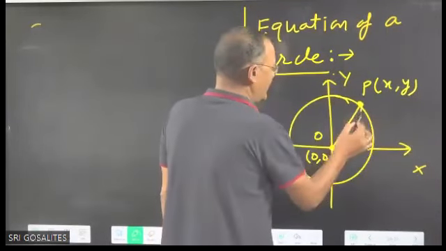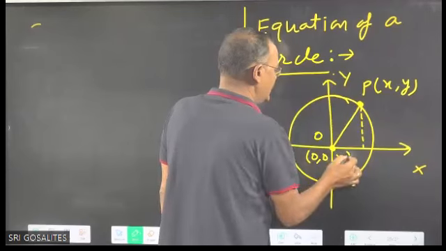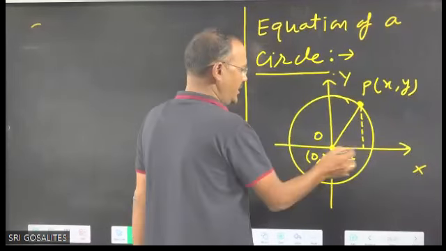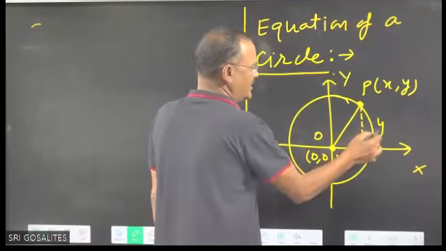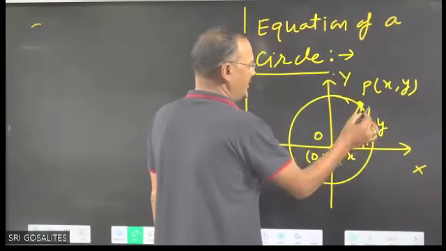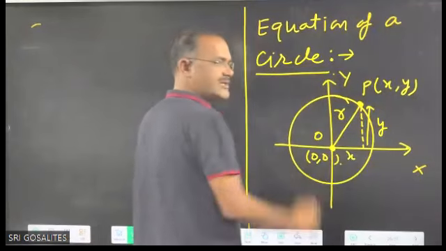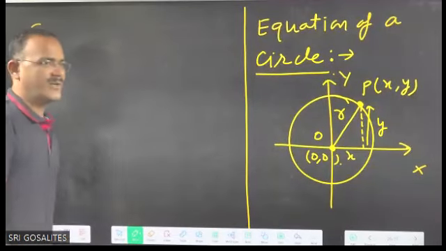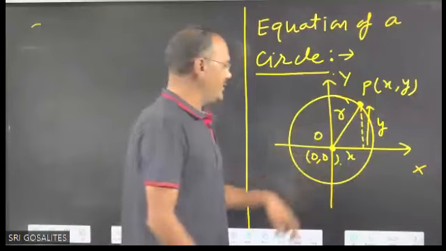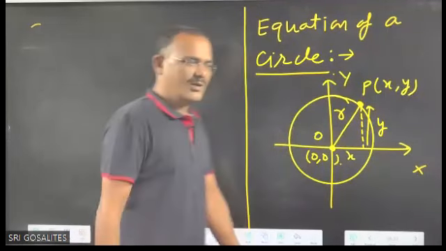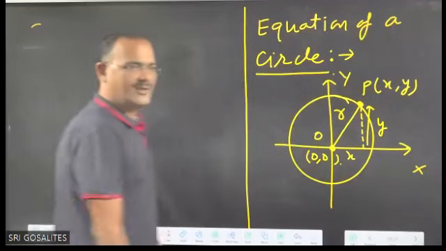Now, if I take any point P which has the coordinates x, y, what does it mean? This distance is x from here to here, and this distance is y from here to here. Base and perpendicular. We are calling it the radius, the distance of the point from the center, which is fixed everywhere, as we discussed just now. So what can we write?